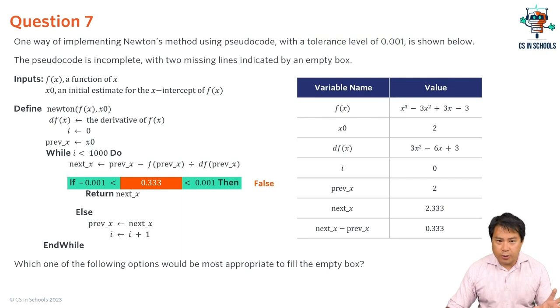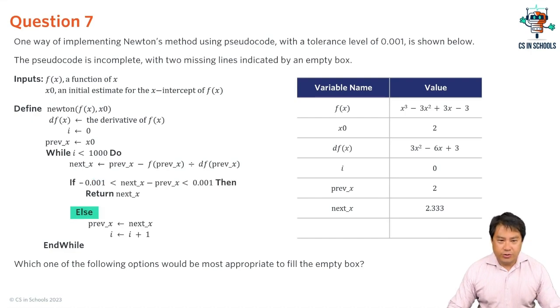So if we evaluate that, we find that it is false, which means the gap is too large at this stage. Okay, the gap between our next guess and our previous guess is too far for us to be satisfied that it's converging. So it's not good enough. We're not returning yet. Instead, we go to the else statement, and we are ready to move on to our next iteration.